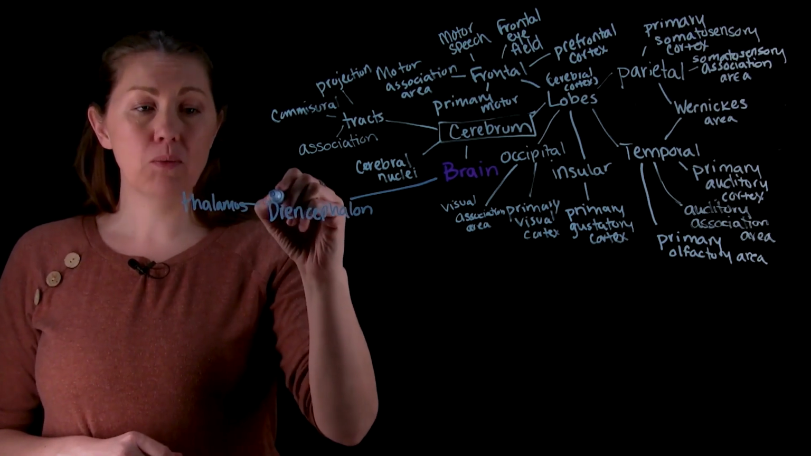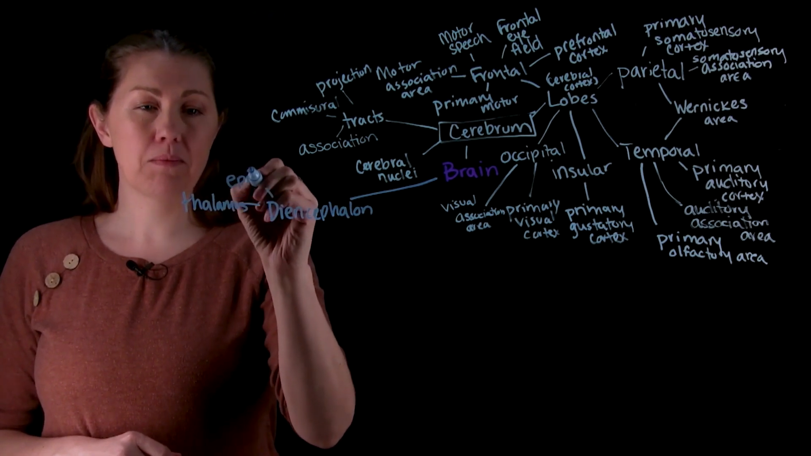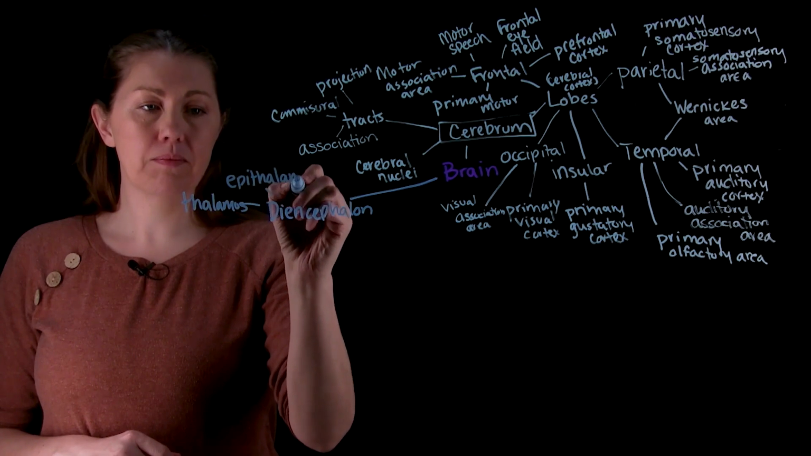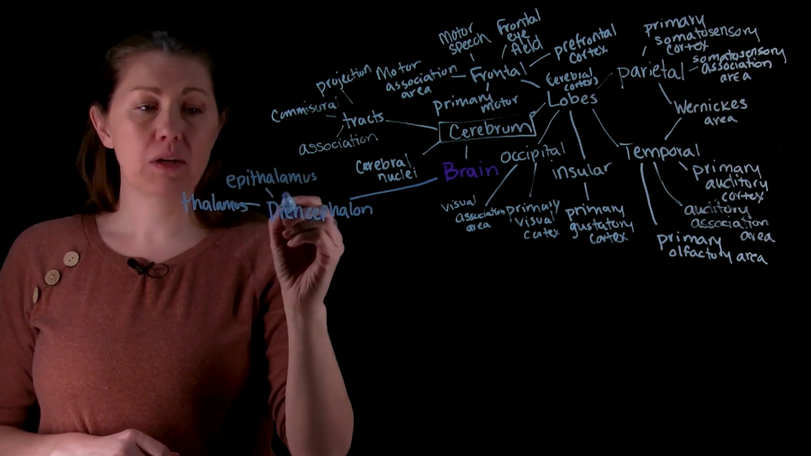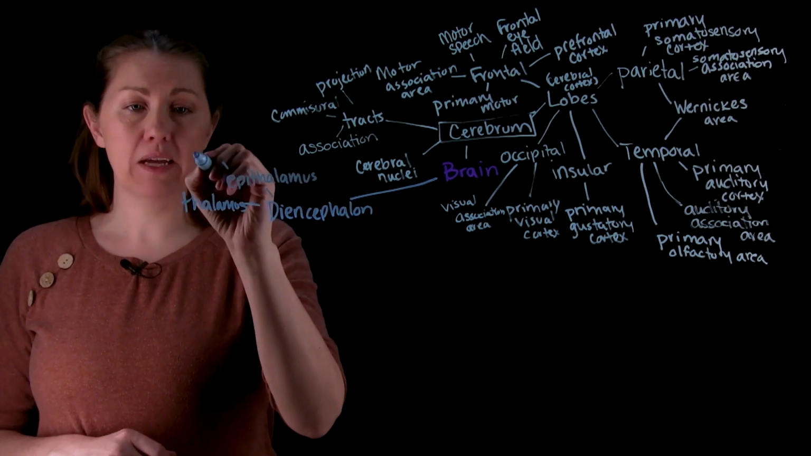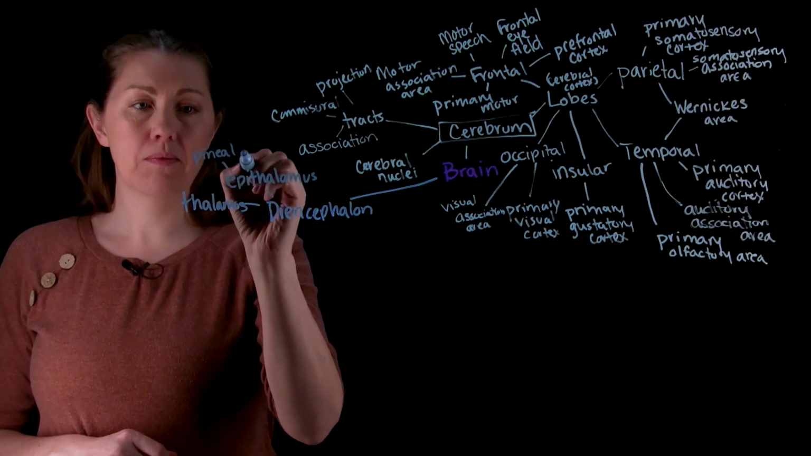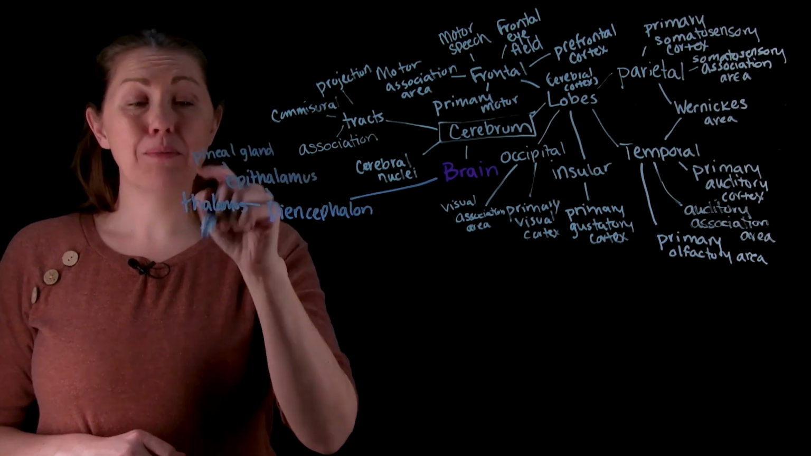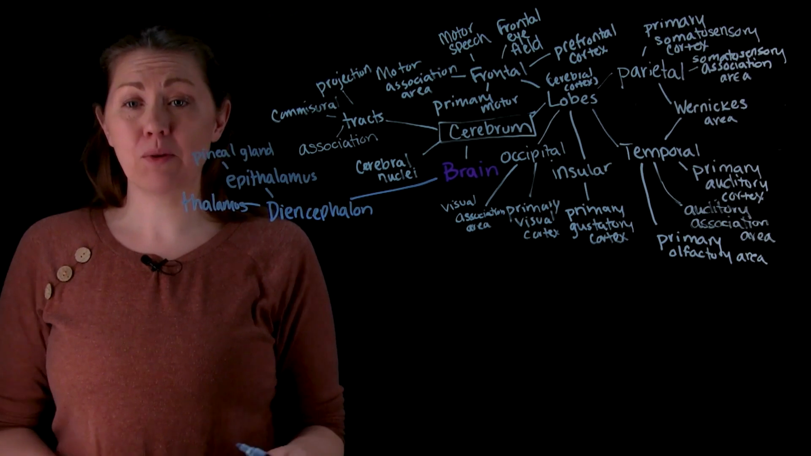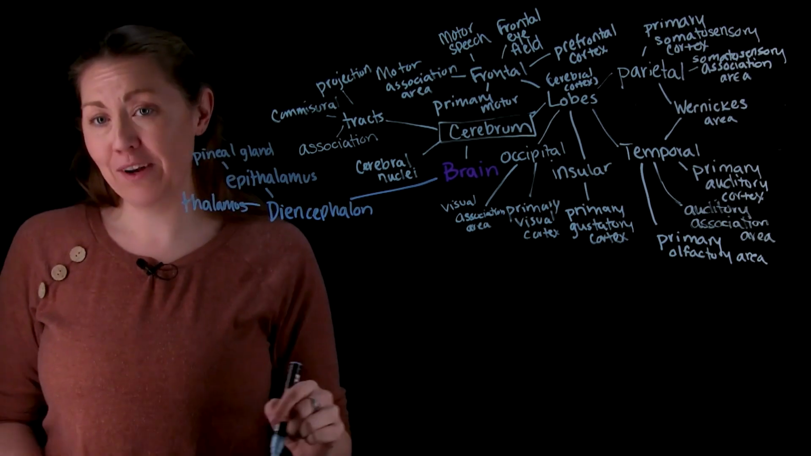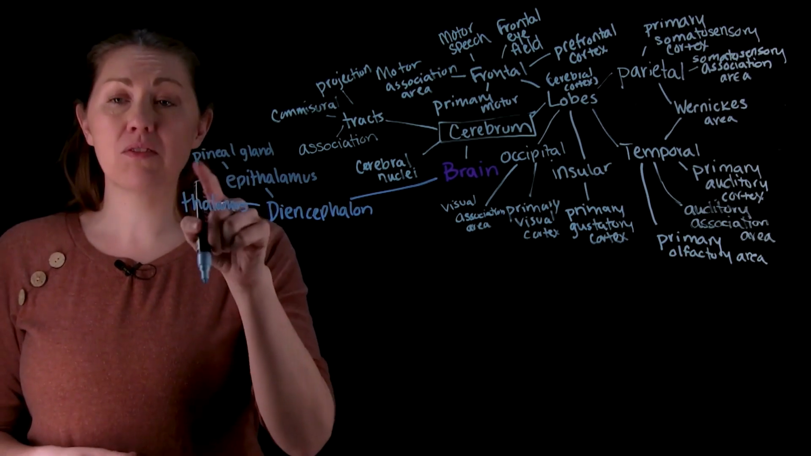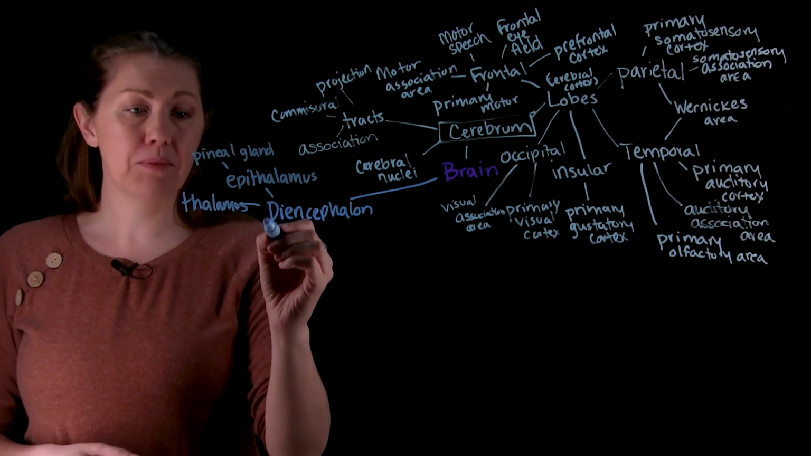Above the thalamus, we will have the epithalamus. Epi means above. Off of that, it has the pineal gland. And the pineal gland will be in charge of your circadian rhythm. This is what you're fighting when you're trying to pull all-nighters to study for exams. So this releases the hormone melatonin for sleep.